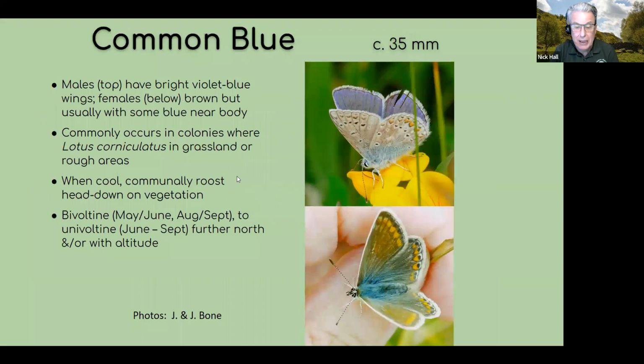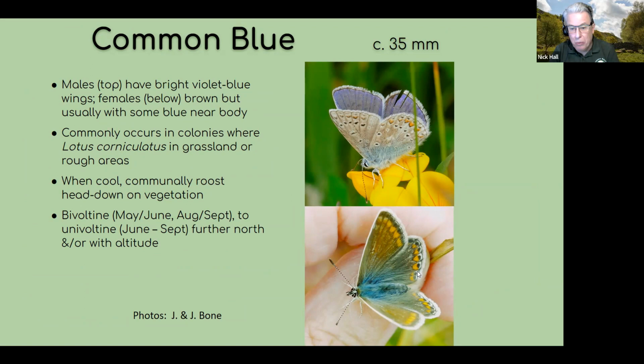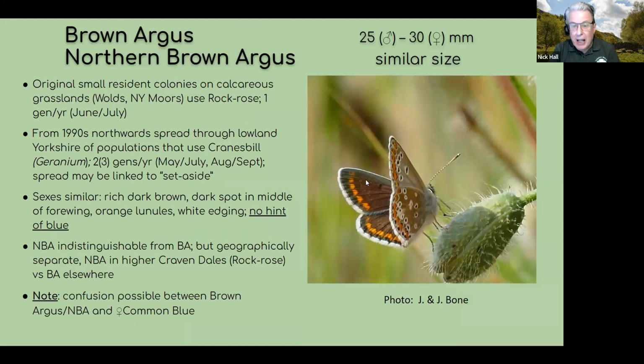Common Blue, we all know. But of course, don't forget the males and females are very different. And where the confusion normally happens is with Brown Argus. The simple rule is the wings are chocolate, and the lunules, these orange bits, are bright orange. There is no white at all. With a Common Blue, there's always some white, and of course there are traces of blue. Quite often with Brown Argus, you will see blue hairs, but never blue coloration on the wings.